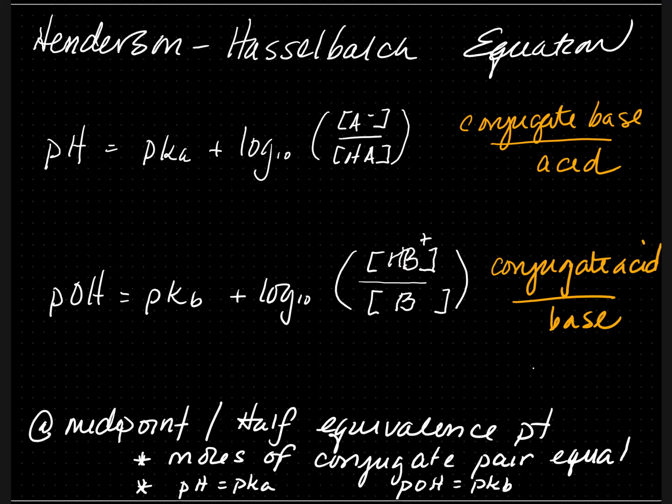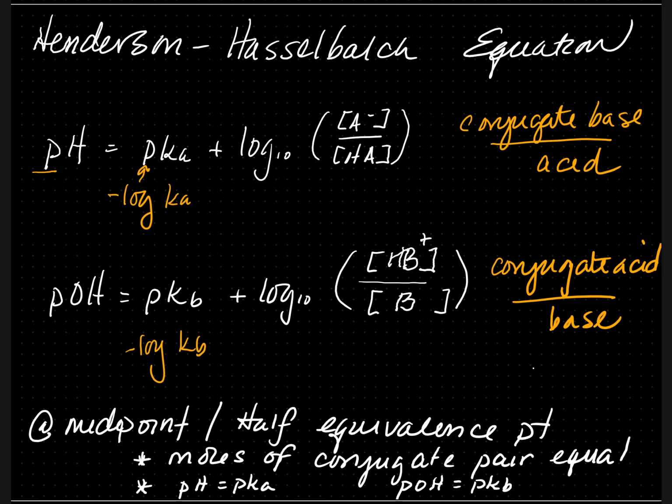From the previous video, p means negative log. So pKa is the negative log of the Ka, or the acid equilibrium constant, or the acid dissociation constant. pKb is the negative log of Kb, which is the dissociation constant for bases.